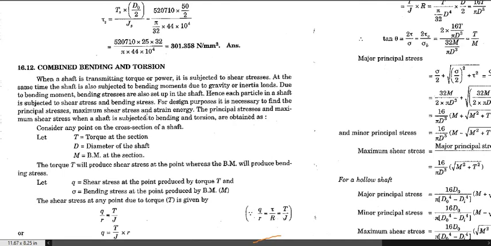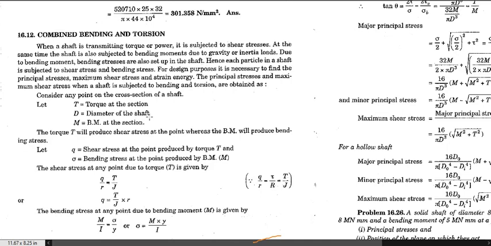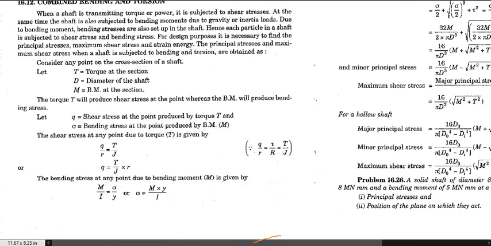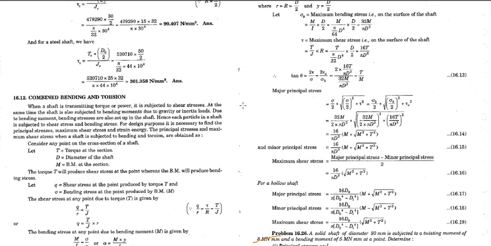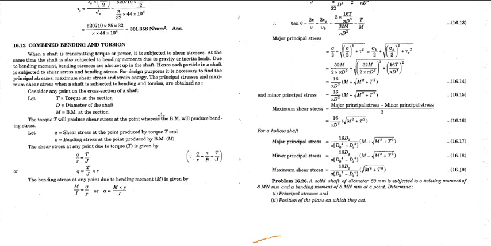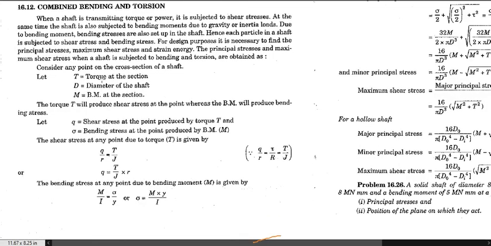So if both of these, bending and torsion, act on our shaft simultaneously, then how is our shaft going to behave? In this case, we are going to examine and calculate the principal stresses. So let us see here that if T is the torque, D is the diameter of the shaft, M is the bending moment, q is the shear stress at the point that is produced by the torque T, and sigma is the bending stress, then we know that the shear stress at any point can be given by this equation, q equals tau over J into R, and this is the bending equation. From here we can get the value of sigma.